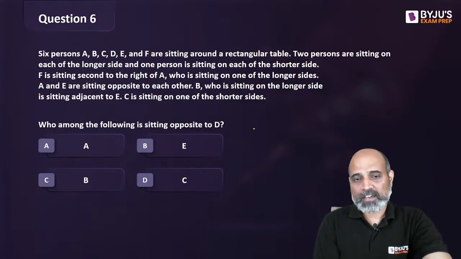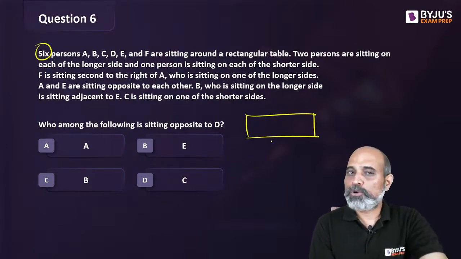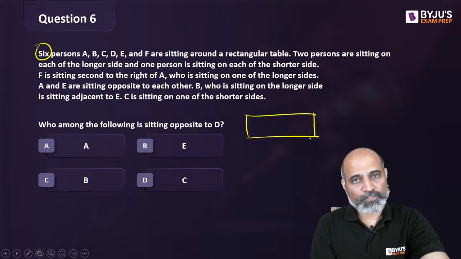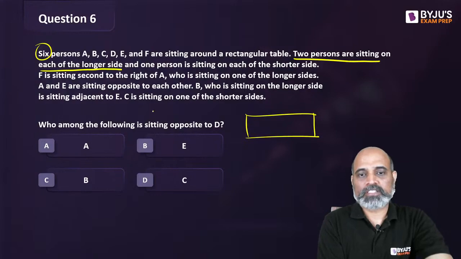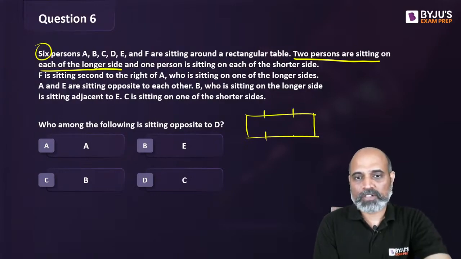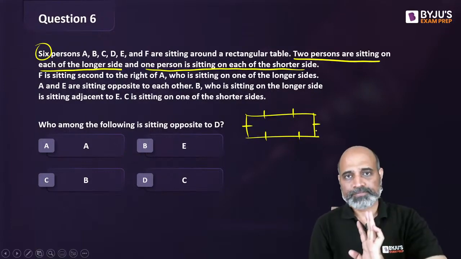Now, since we have a rectangle, we need to first of all find out how these 6 people are seated. How many people are on the shorter side, how many on the longer side? We need to find that out. So it says 2 persons are sitting on each of the longer sides, and 1 person is sitting on each of the shorter sides. So this is how they are going to be seated. We'll mark it. Okay?